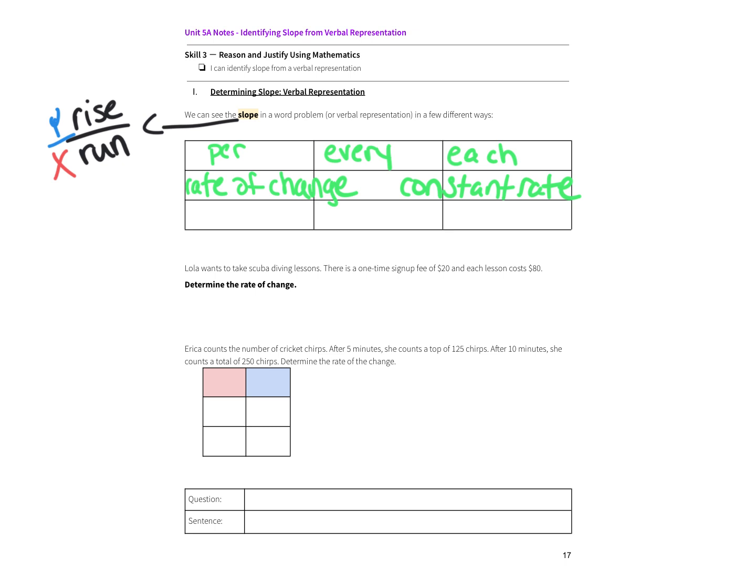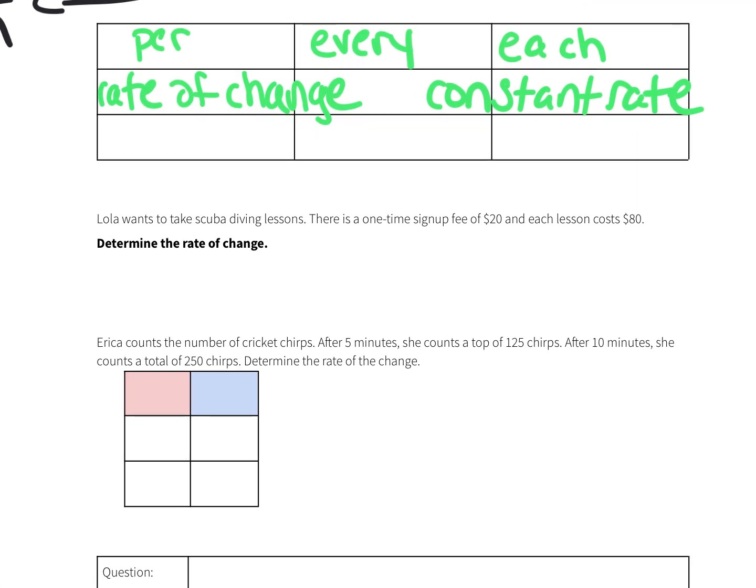So how do you find the slope or the rate of change? And remember, as you're watching these video notes, you stop and pause the video and record at your pace. So let's look at this first problem. It says, Lola wants to take scuba diving lessons. There is a one-time sign-up fee of $20, and each lesson costs $80.